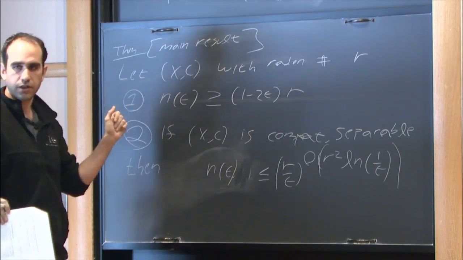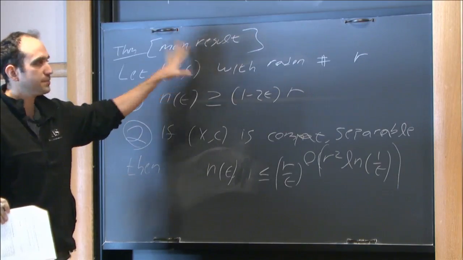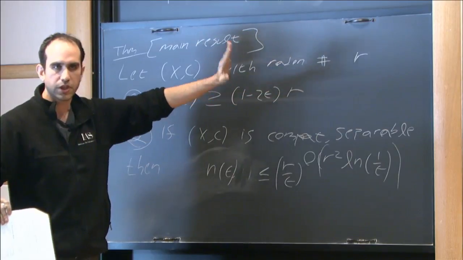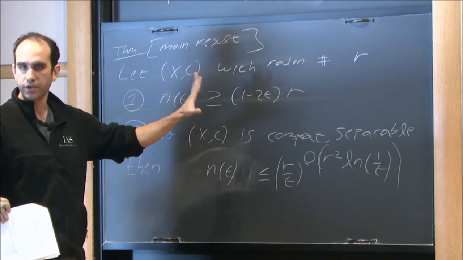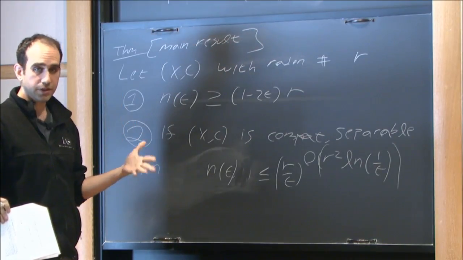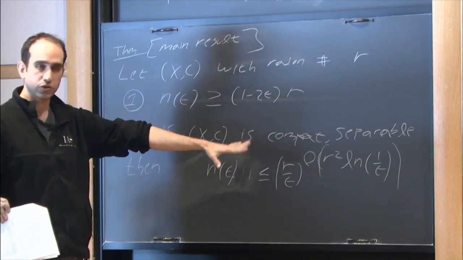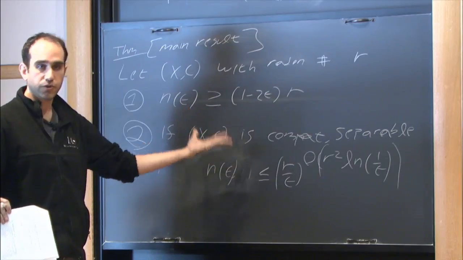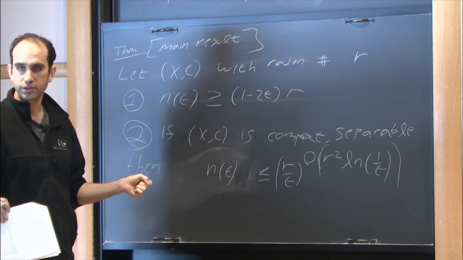Okay, so let's read it together. For any space, if you have an infinite Radon number, a large Radon number, you don't have weak nets. Always. That's a barrier for having weak nets. And then for nice enough spaces, which need to be separable and compact, we also have an upper bound. So for such spaces, the Radon number captures exactly the existence of such objects, of weak nets.